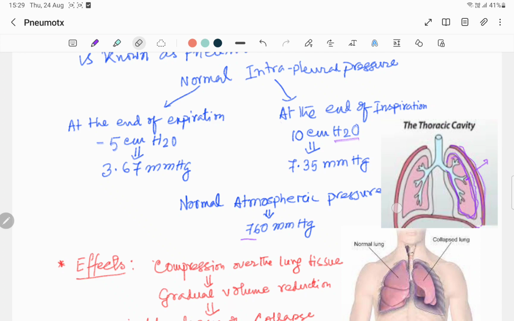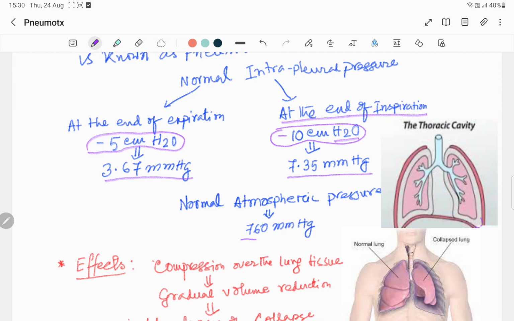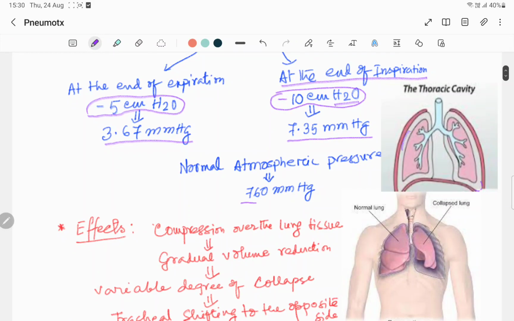Now what is the normal pressure in this intrapleural area? Normally at the end of expiration the intrapleural pressure is minus 5 cm of water, that is equal to 3.67 mm of mercury. And on the other hand, at the end of inspiration this intrapleural pressure is minus 10 cm of water, that is roughly equal to 7.35 mm of mercury. So normally intrapleural pressure is negative because normal atmospheric pressure is 760 mm of mercury.